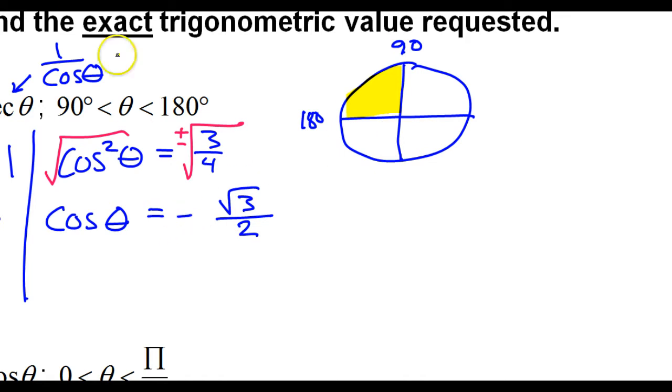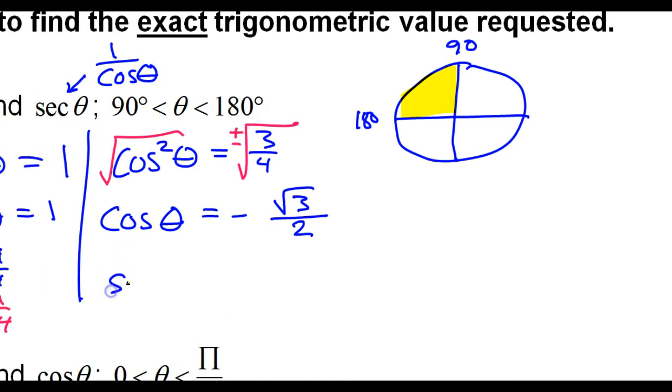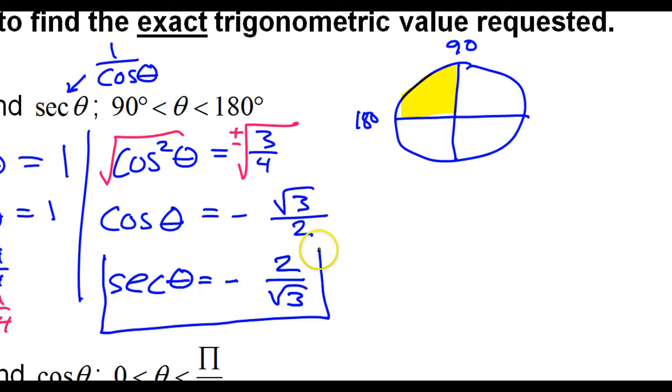So in the end, though, we wanted the secant theta. So secant theta is going to be the reciprocal of this. So that would be -2 over radical 3. So that would be our final answer.